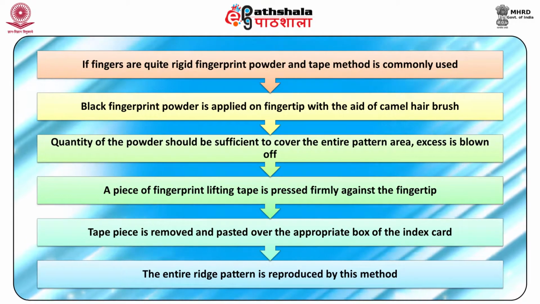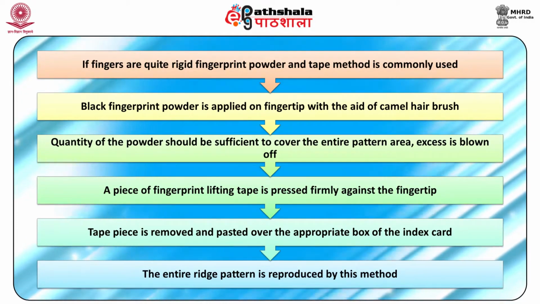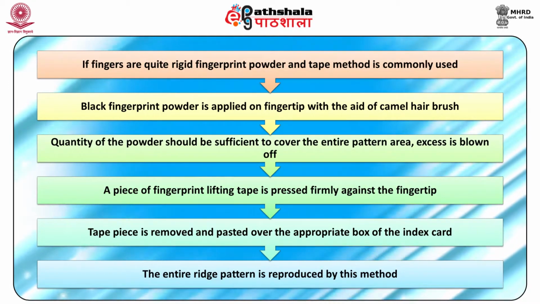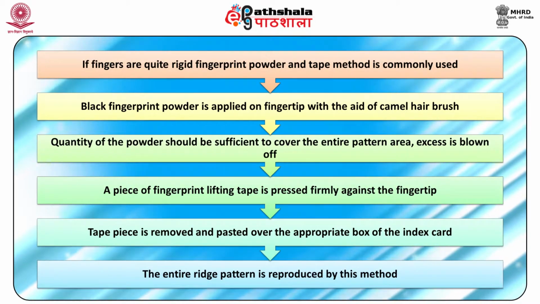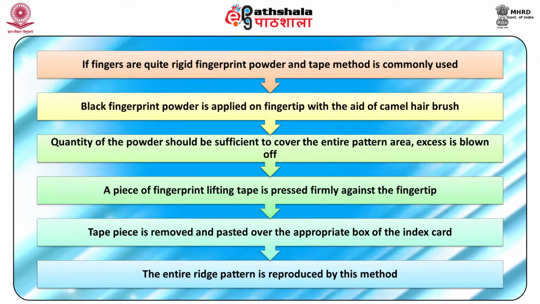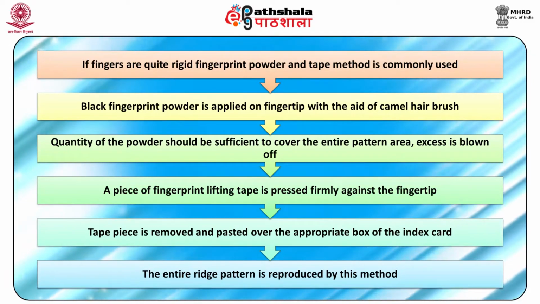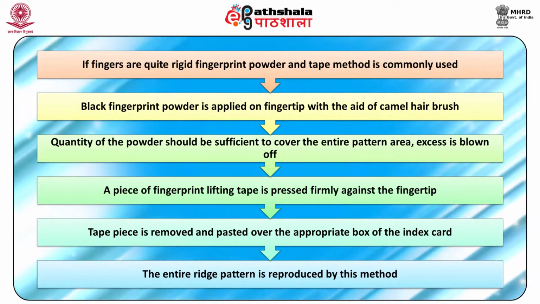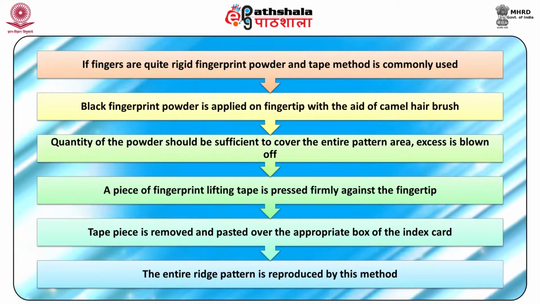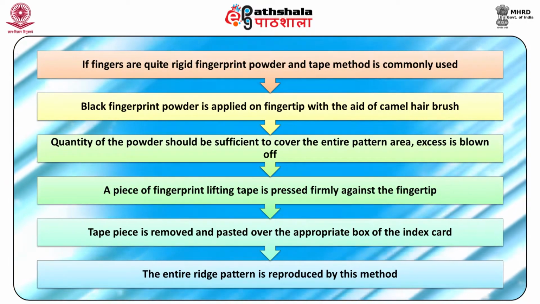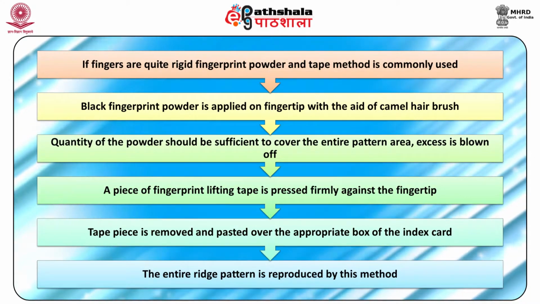A piece of fingerprint lifting tape is pressed firmly against the fingertip. The tape piece is removed and pasted over the appropriate box of the index card. Since the tape is quite elastic in nature, it readily conforms to the shape of the finger. Hence, the entire ridge pattern is reproduced by this method.